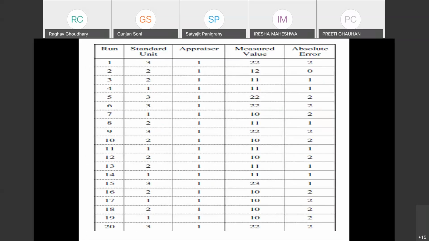At times, the Taylor Metro scale is indicating an error of 2. At times, it is indicating an error of 0. If you look at it, the errors which are being shown over here are the absolute errors, and they are indicating variation. So the Taylor Metro scale is under investigation over here.